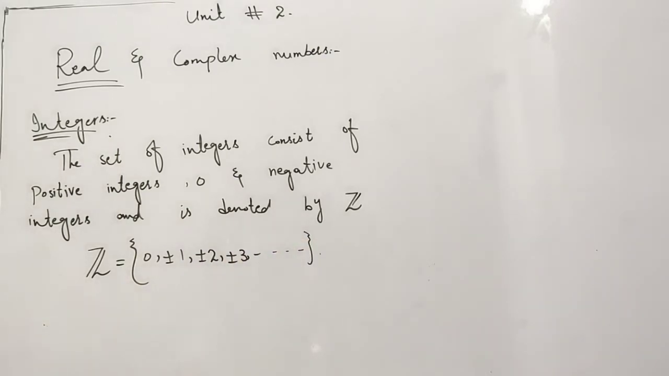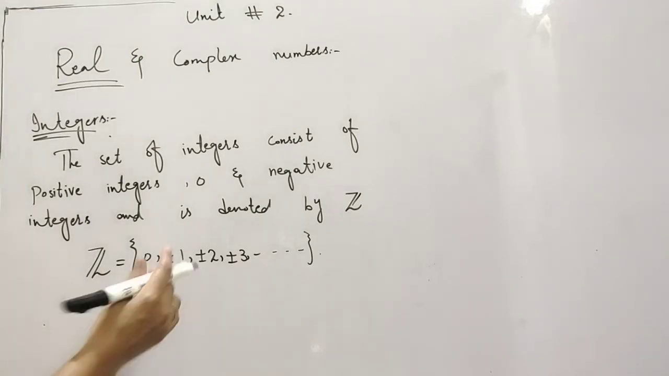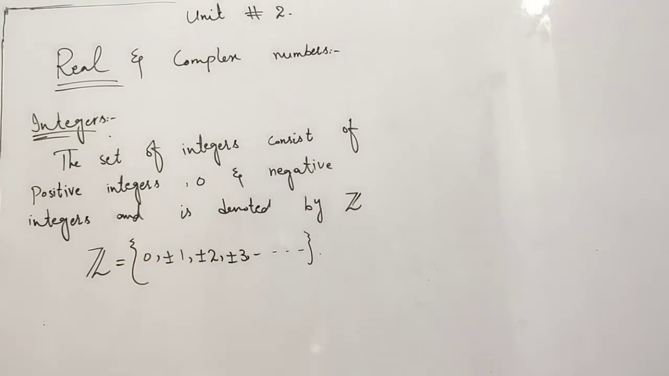The set consisting of positive integers, 0, and negative integers is said to be integers. It means the set of non-negative integers and negative integers is known as the set of integers. Okay, positive numbers, zero and negative numbers make up the integers set.